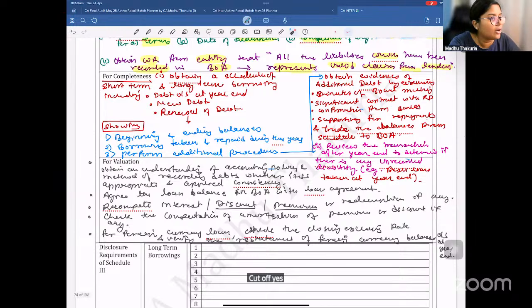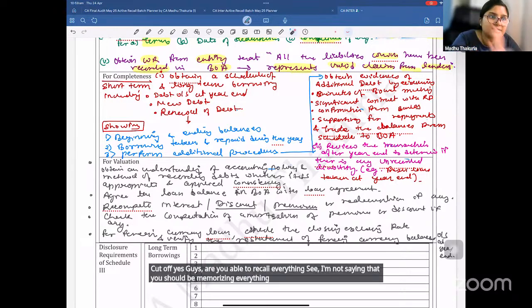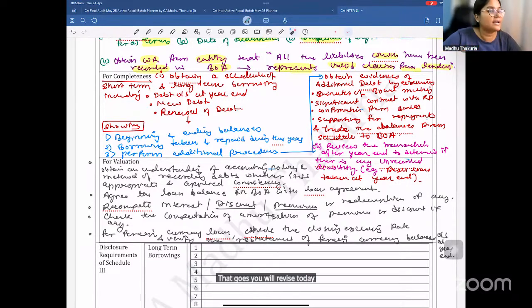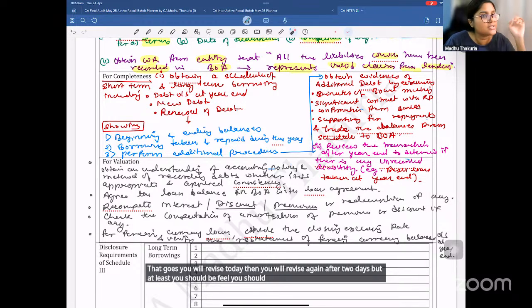Guys, are you able to recall everything? Yes, ma'am. I am not saying that you should be memorizing everything now only. I understand it takes time. It's a process. You will revise today, then you will revise again after 2 days. But at least you should feel that yes, you studied that 24 hours ago. Around this time yesterday, you were taking this class.